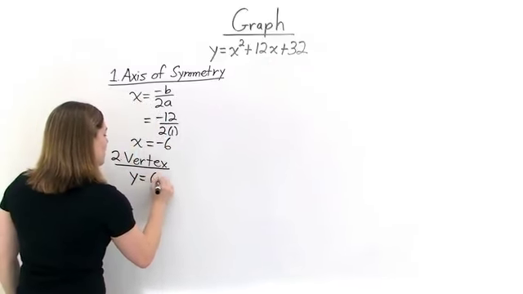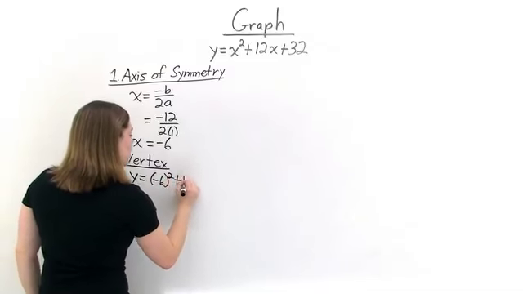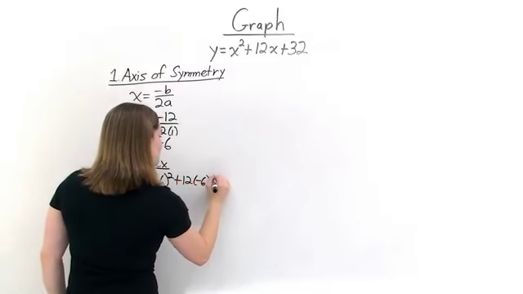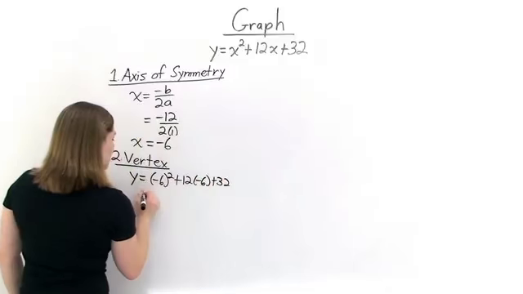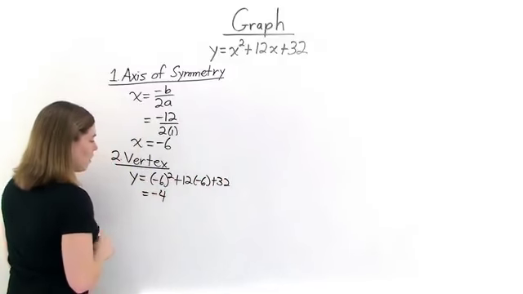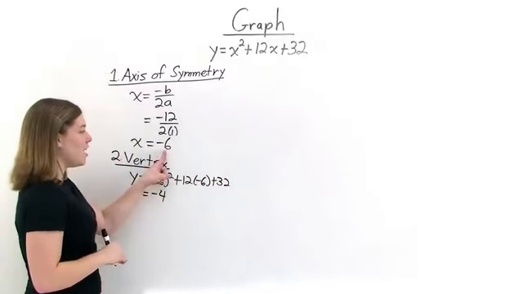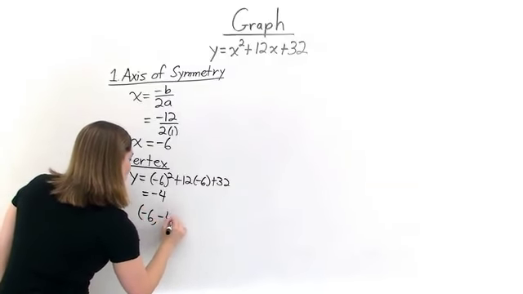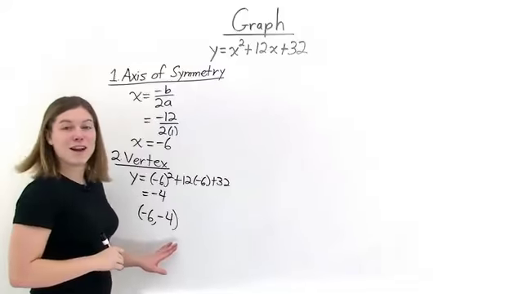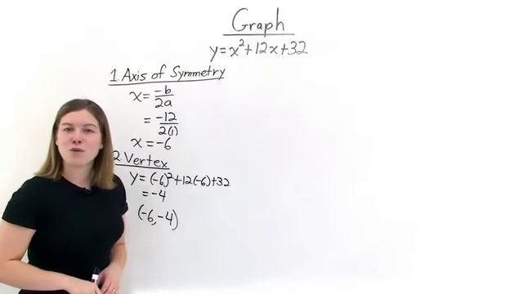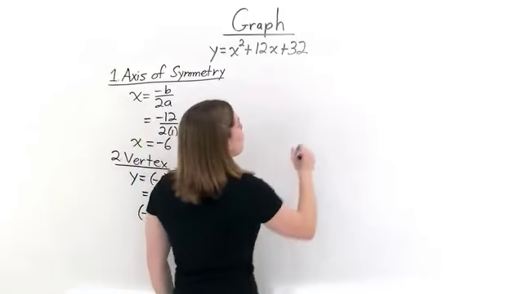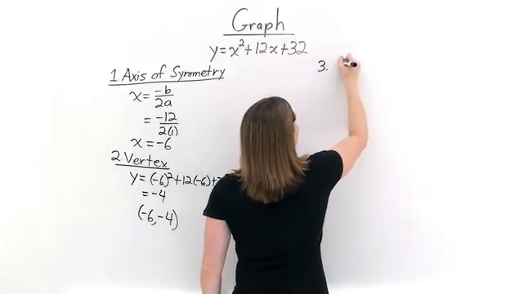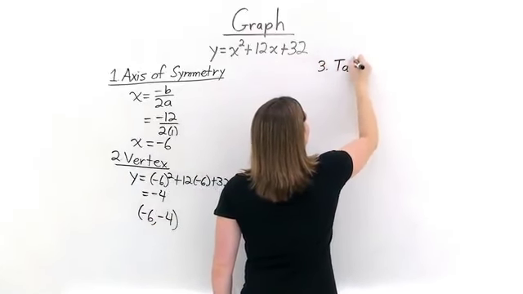To do that, we take negative 6 and plug it into our original equation and solve for y. So we get y is equal to negative 6 squared plus 12 times negative 6 plus 32. Simplifying, we get negative 4. That means when x is negative 6, y is negative 4. So our vertex is the point negative 6 comma negative 4. Now that we found one point, let's try to find some more points located on our graph so that we can actually graph this parabola.